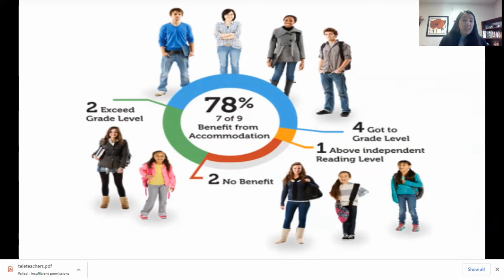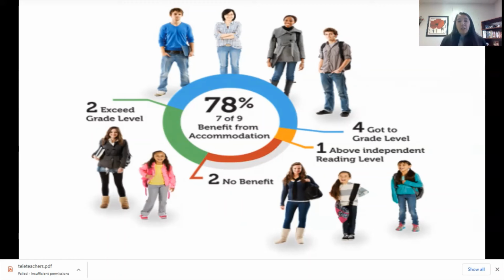There were 2 that the auditory supports didn't really help them. Those may have been students who were already reading on or above grade level, and auditory supports didn't really make any difference with that, and that's okay. There was 1 student in that 9 that was able to read above their independent reading level, and then 4 that were struggling readers that were able to, with auditory supports, get to their grade level with those supports.